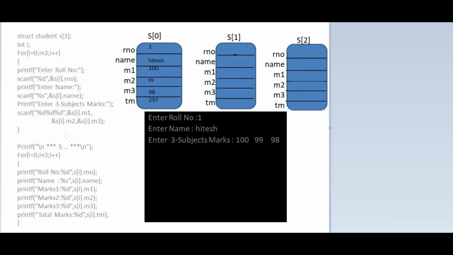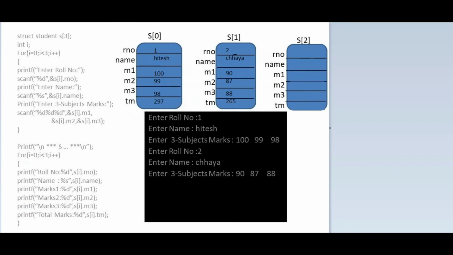After finishing the for loop, i is increased and now i will become 1. For i equal to 1, the for loop is going to execute again and we will receive roll number, name and three subject marks for the second student. After the second iteration, our data is stored in s of 1, Chaya's name is stored in name, and the three subject marks are stored in appropriate places, and total marks are calculated as per our program's logic. Sorry, I forgot to include the total marks line here. It is written in our program.